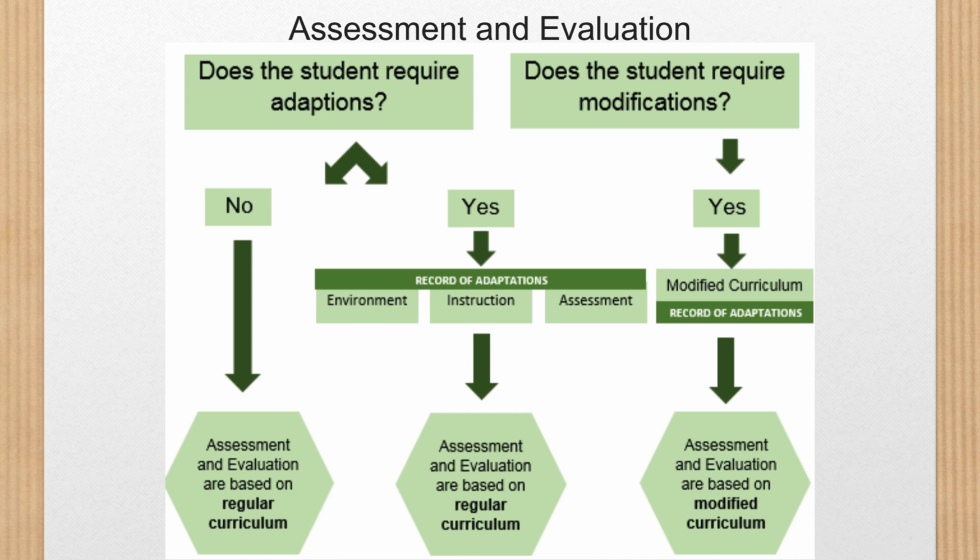For students who do not require access to adaptations within regular course, assessment and evaluation is based on regular curriculum. If a student requires access to adaptations, regardless the type of adaptation, assessment and evaluation continue to be based on regular curriculum, ensuring equity for student success. For students who require modifications based on multiple assessments, transition information, and home and school collaboration, adaptations will also be required and assessment and evaluation will be based on approved modified courses.